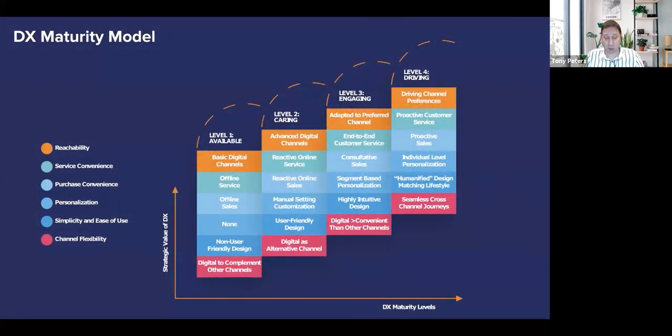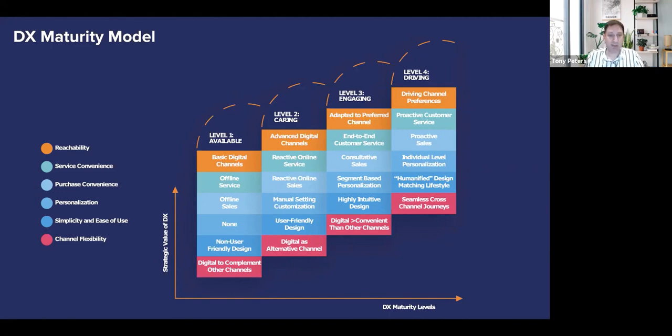We talked about that level 1. That level 1 is starting to get that voice out there for your business. You're probably at that level where you're not doing too many channels, probably sticking to web at the time. You've got a lot of offline services, a lot of silos, etc. Maybe your user design is not optimized across all different channels, but it's a start. At level 2, that caring level, you're starting to go to more advanced channels. You're starting to do maybe a little bit of manual personalization within there. And digital is seen as an alternative channel to maybe your existing channels, such as offline, your stores, etc. But you're still quite reactive to things.